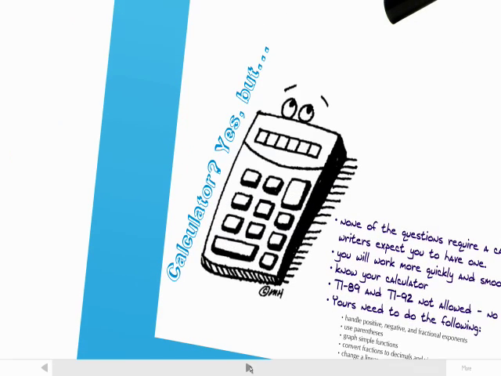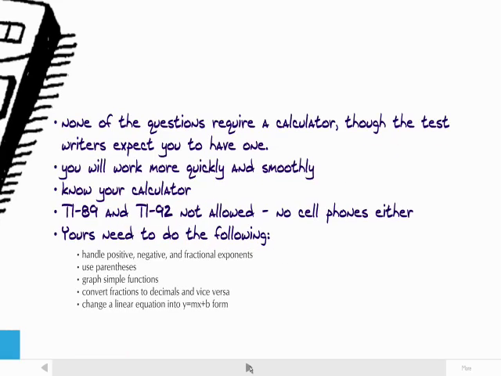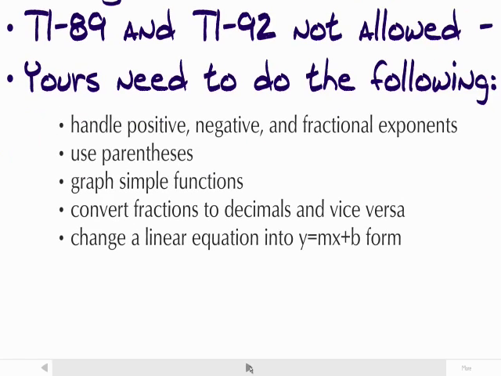Do you use a calculator? Well, you do, but none of the questions truly require a calculator, though the test writers expect you to have one. You will work more quickly and smoothly with one if you know your calculator. The TI-89 and TI-92 are not allowed, and no cell phone calculators either. Yours need to do the following: handle positive, negative, and fractional exponents, use parentheses, graph simple functions, convert fractions to decimals and vice versa, change a linear equation into y equals mx plus b form.